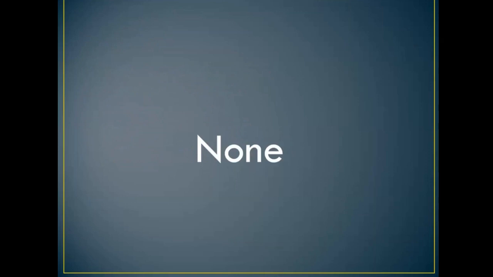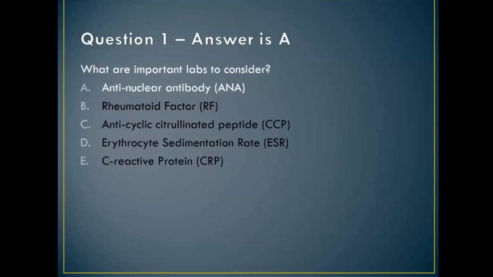So in reality, none of these. That's your question. And the reason none are important is because although the ANA would be the answer to the board question, because this does show up on the American Academy of Pediatric boards, the other ones are not important. The only reason the ANA is important in a child with juvenile arthritis is it tells us the chances of them having uveitis. So if you have a positive ANA, there's a higher chance of having uveitis.